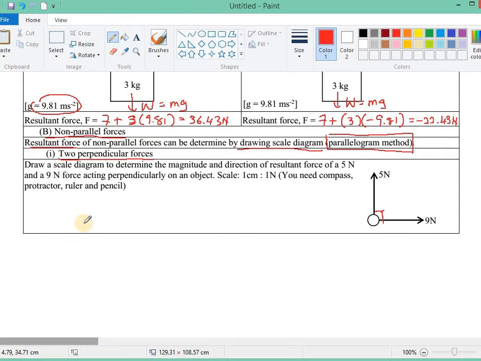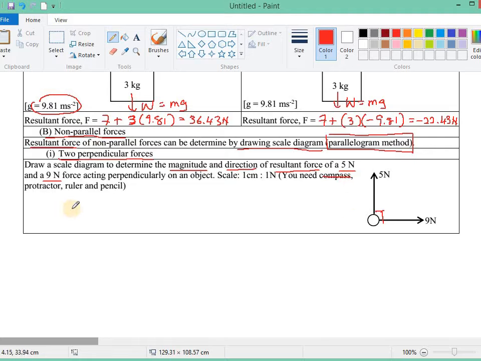So how to find out the resultant force for perpendicular forces? Draw a scale diagram to determine the magnitude and direction of the resultant force of a 5 Newton and a 9 Newton force acting perpendicularly on an object. The scale is 1 centimeter to 1 Newton. So you need protractor, ruler, and pencil. Actually, you don't need compass.